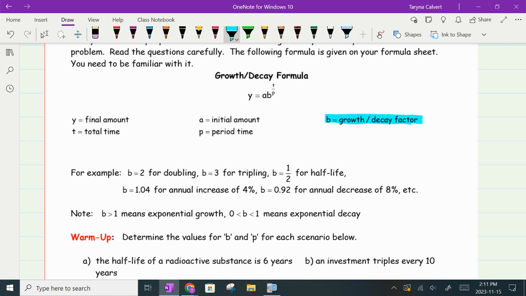Good. What if it's a depreciation question? Your car is depreciating, and it's depreciating 4% per year. What would your B value be? 0.96. Good. We're going to talk a little bit more about that. If that went over your head, I'll describe it a little bit more once we get to some examples down here.